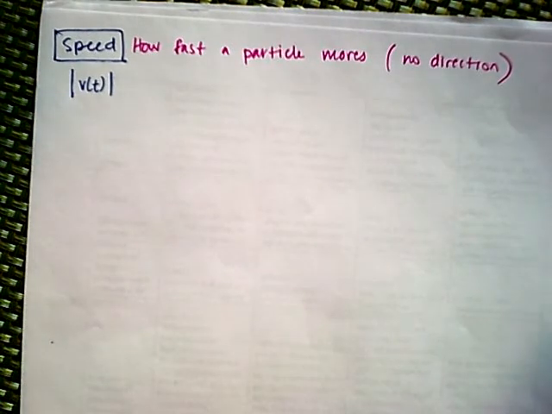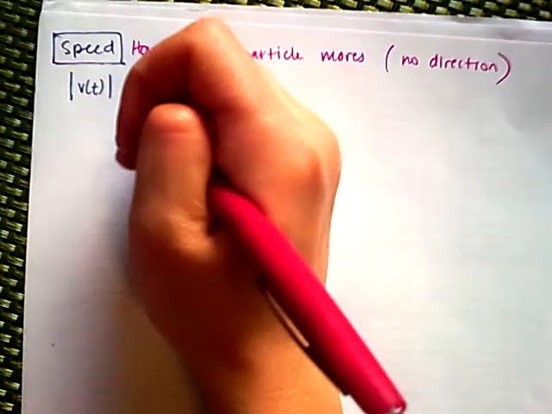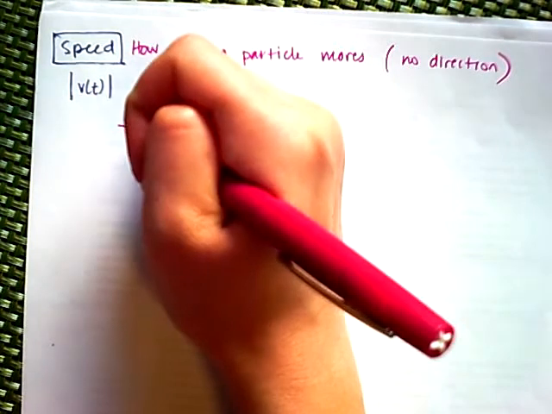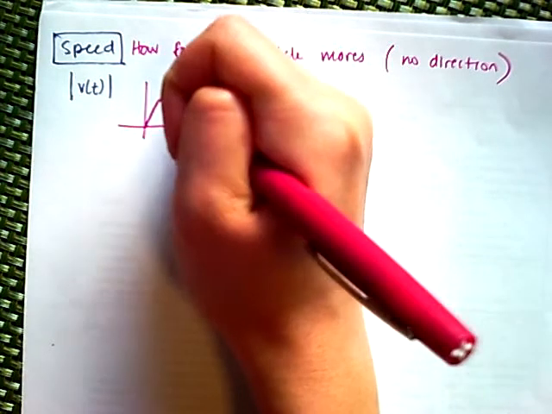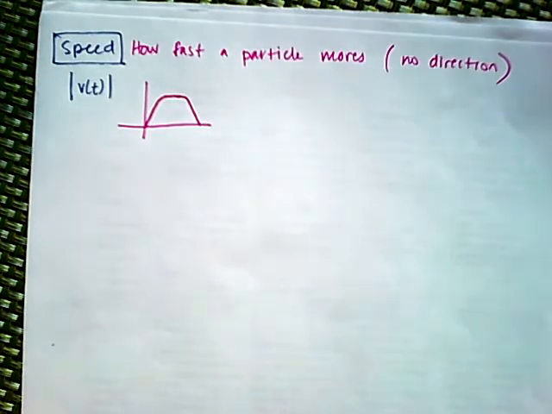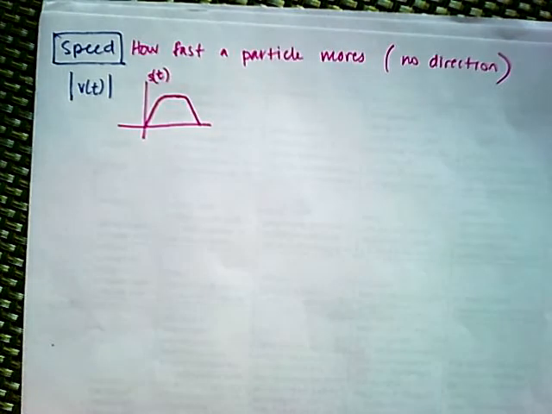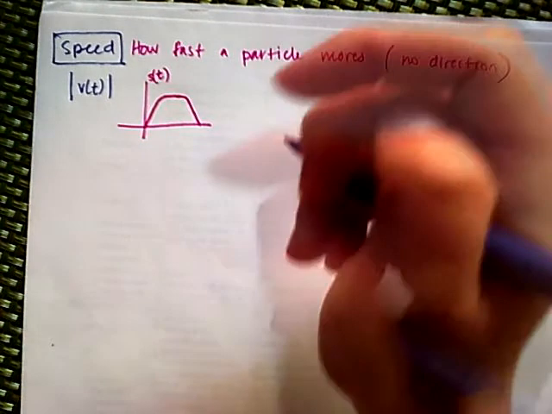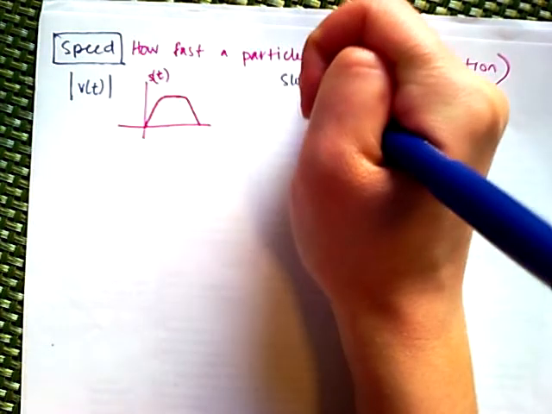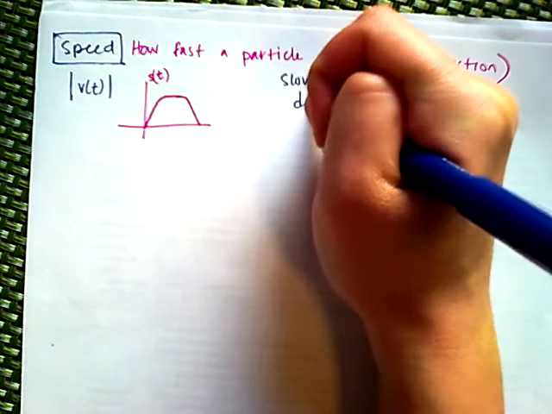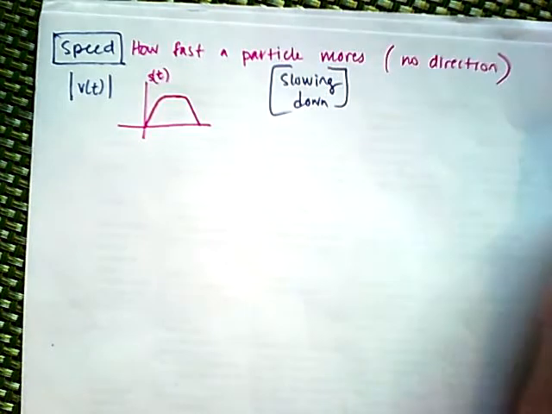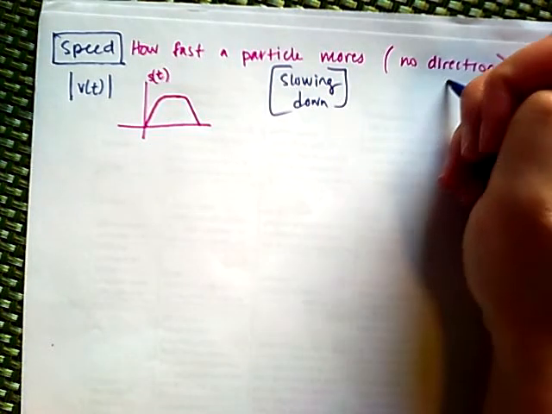And if we revisit the activity from class, I'm just going to quickly resketch something like that. If this was our position function, and I wanted to ask, where am I slowing down? Or where is the particle slowing down, and where is the particle speeding up?